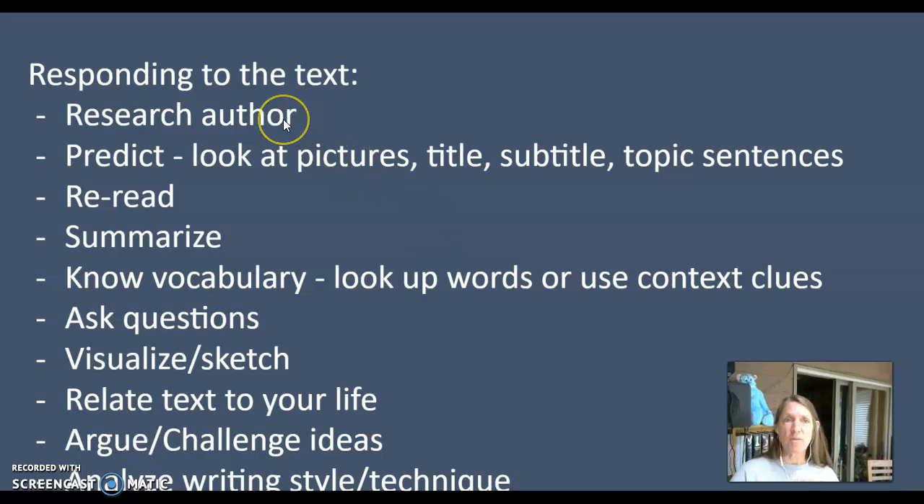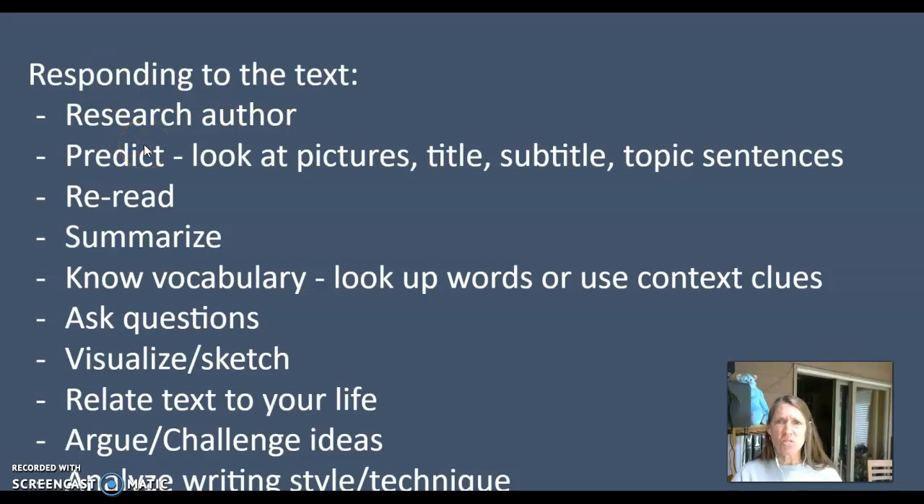So the first thing you might want to do is research the author. What background does this author have? Where did they grow up? What kind of genres do they write? How much have they published? Authors write what they know. So that'll give you a little heads up about the interests of this author and their prior writing, so you know what kind of direction this author is going.